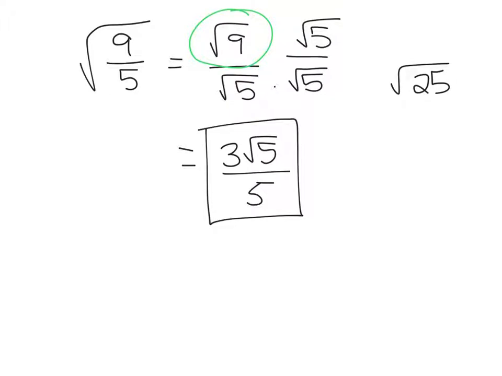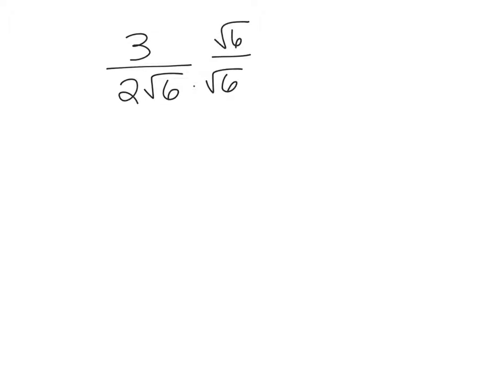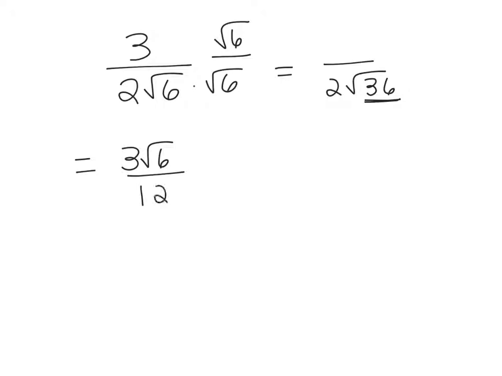Okay, I'm going to do another example. So here we've got 3 divided by 2 times the square root of 6. I'm going to rationalize the denominator by multiplying by square root of 6 over square root of 6. Now my numerator becomes 3 times the square root of 6. In my denominator, I would have 2 times the square root of 36. The square root of 36 is just 6, so it would be 2 times 6, which is 12.